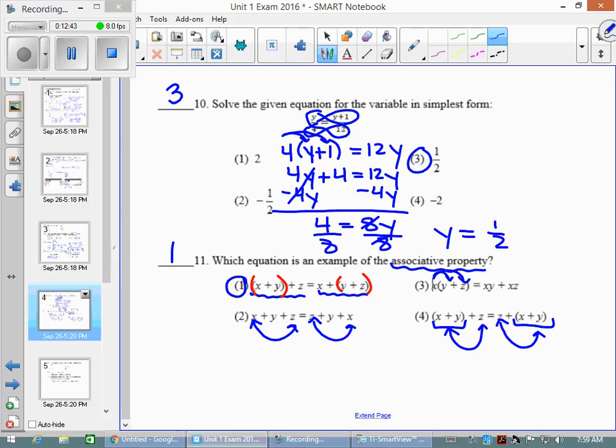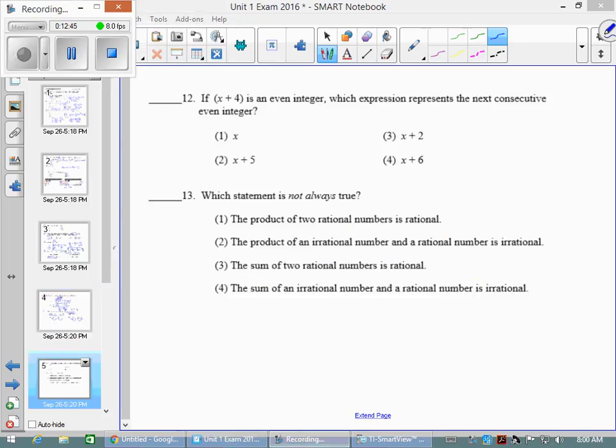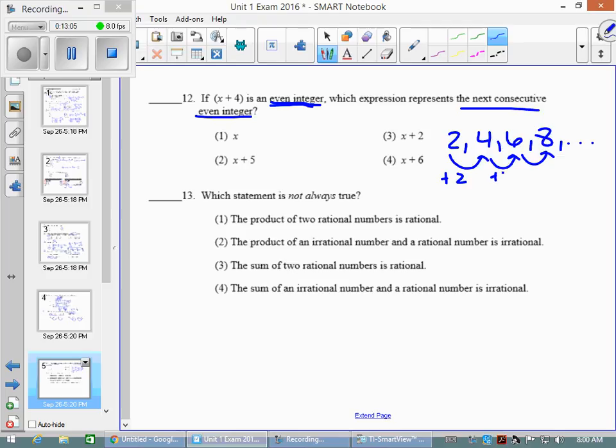Okay, for question 12, it says if x plus 4 is an even integer, which expression would result in the next consecutive even? So remember, when we go from even to even, if I were to write out a few consecutive even numbers, I want to think about the difference it takes to get from one to the next. So I'm adding 2 to get from one consecutive even integer to the next. So if x plus 4 is my first consecutive even, and I want to go to the next one, I would be adding 2. So if I simplify this, I would end up with x plus 6, choice 4.